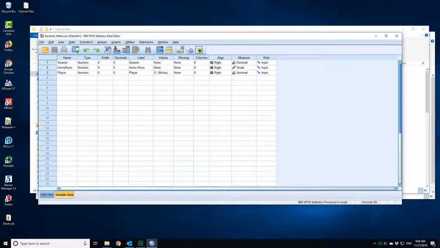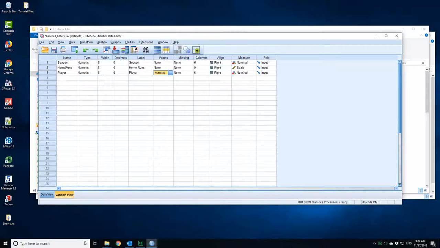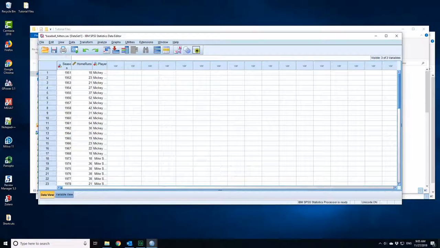So first thing, always look at the variable view. Have a check. Here you can see that some of the values are defined. Apart from that, you can see that's a nominal, which is correct, because that's their name. The seasons is a numerical value. And what you're actually looking at is the number of home runs per season.